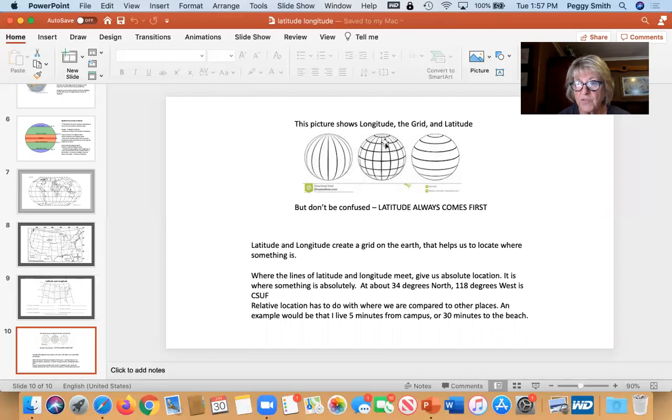And we put those both together and we form this beautiful grid that gives us what we call absolute location, telling us where a place is absolutely. Okay, think about it that way. Now, we don't use that very often. We do when we're mapping and that kind of thing, but typically we use relative location, and that's where we are in relationship to something else. So I live 5 minutes from Cal State Fullerton. I live about 30 minutes from the beach, those kind of things. That's what we usually use, but using latitude and longitude are very significant.